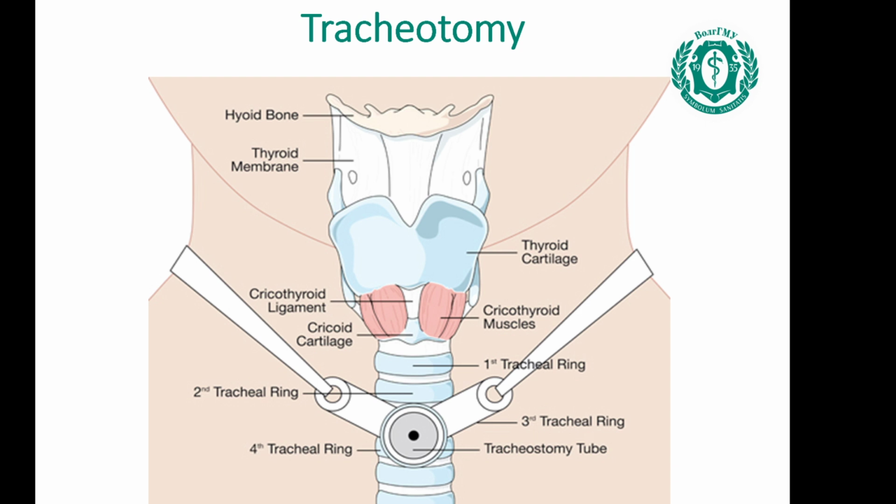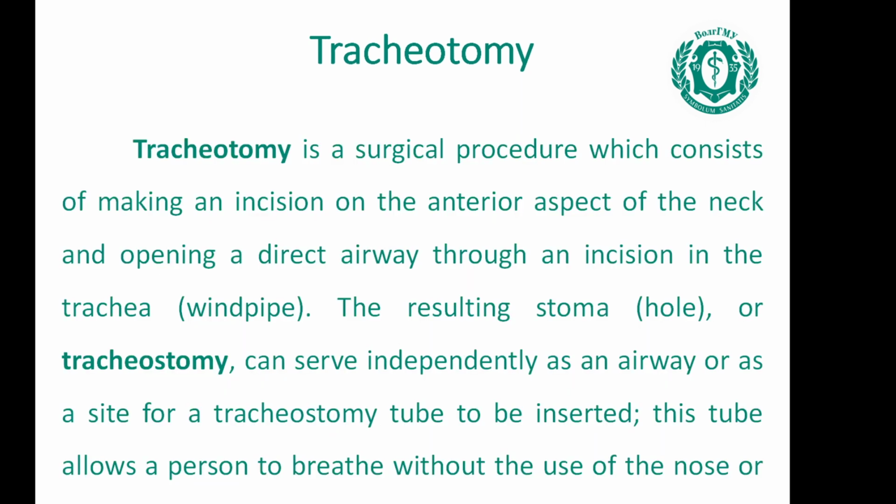Then let's talk about the tracheotomy. The tracheotomy is a surgical procedure which consists of making an incision on the anterior aspect of the neck and opening a direct airway through an incision in the trachea, in other words, the windpipe. The resulting stoma, or hole, of the tracheostomy can serve independently as an airway or as a site for a tracheostomy tube to be inserted. This tube allows a person to breathe without the use of the nose or mouth.